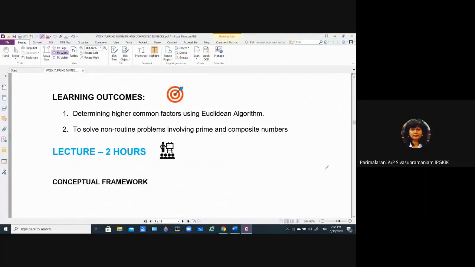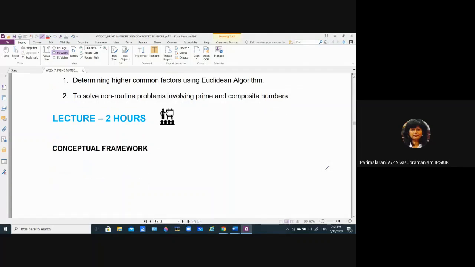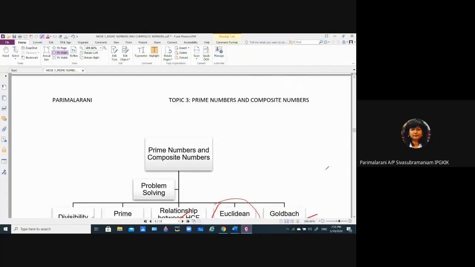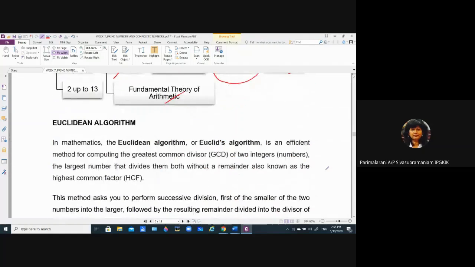Okay, so today we are going to determine highest common factors using the Euclidean algorithm, and maybe we will try to solve one or two problems involving prime and composite numbers for this topic. Okay, so we start with the Euclidean algorithm.